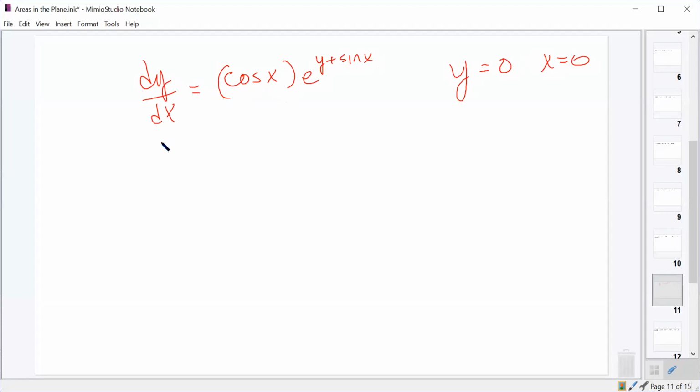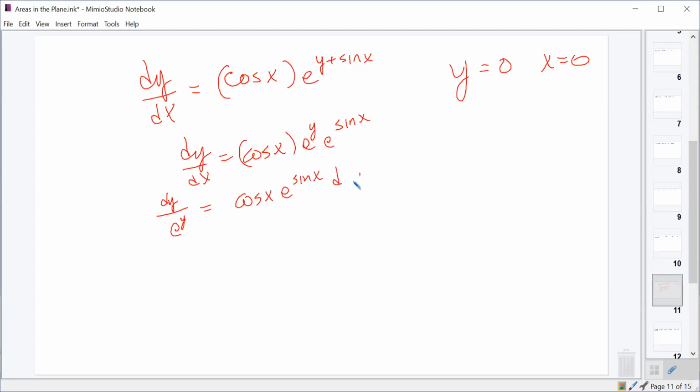So the first thing we'll want to do is rewrite e to the y plus sine x as e to the y times e to the sine x. That's just exponent rules, right? e to the a times e to the b is e to the a plus b. And so then we can bring this e to the y to the other side. So that will give us dy over e to the y equals cosine x e to the sine x dx. Everybody good with that so far?